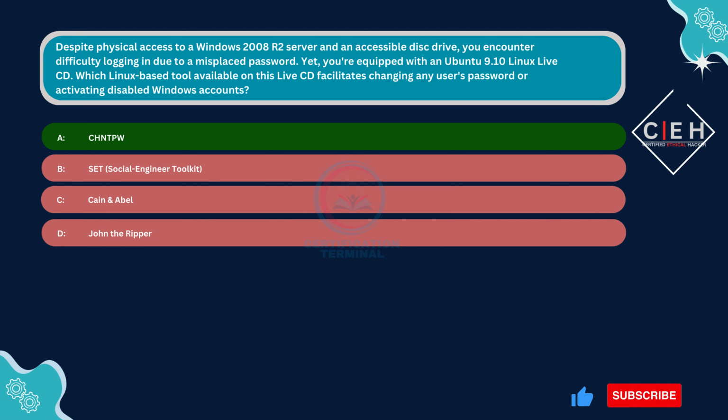John the Ripper is a powerful password cracking tool used for recovering lost passwords through brute force and dictionary attacks. However, it does not have the functionality to change passwords or activate disabled Windows accounts. Its primary purpose is password cracking, not account management.